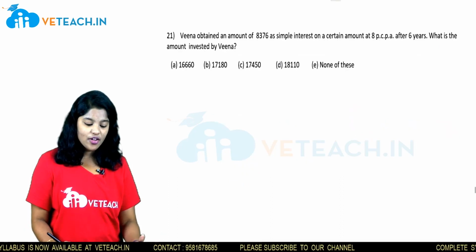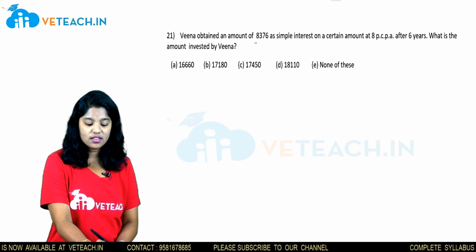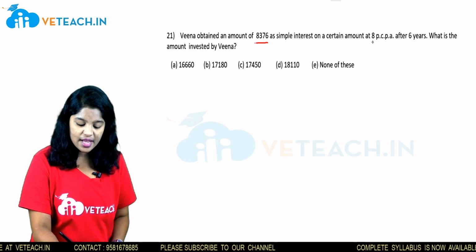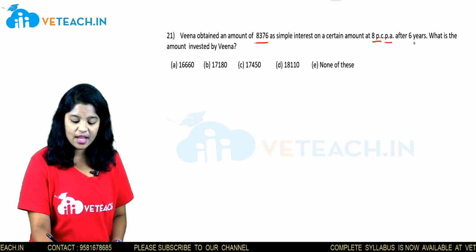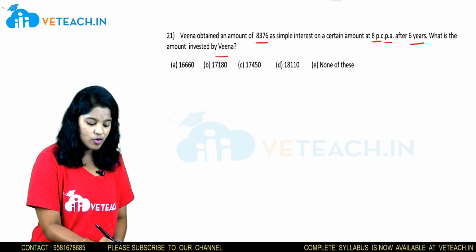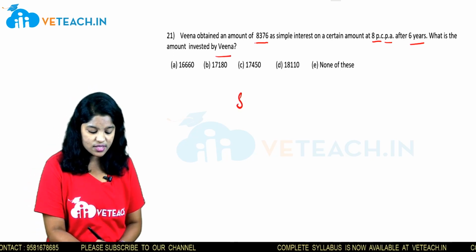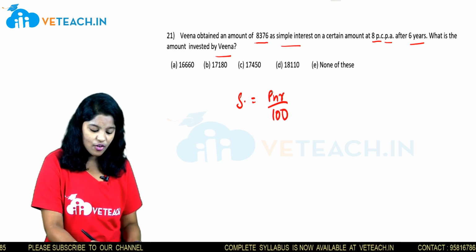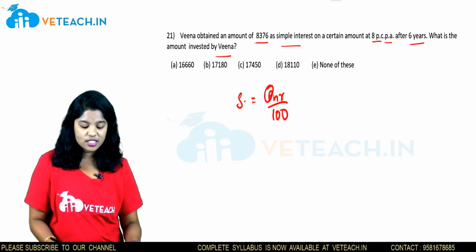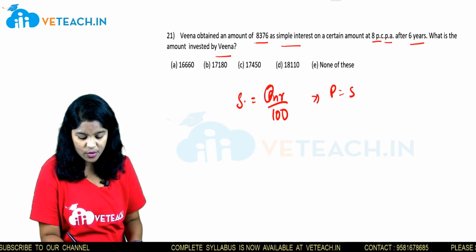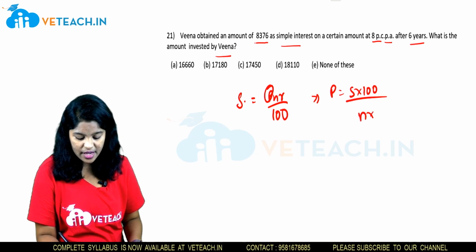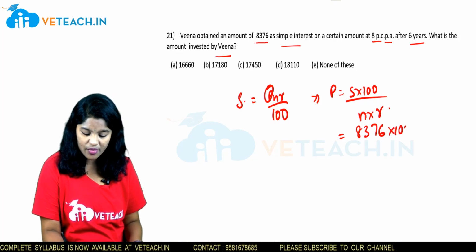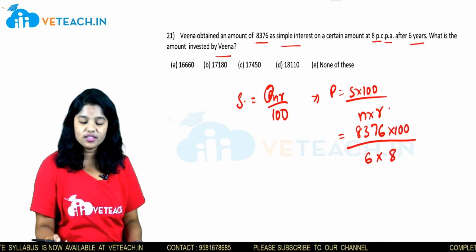See the next problem. Veena obtained an amount of 8,376 as simple interest on a certain amount at 8% per annum after 6 years. What is the amount invested by Veena? It is simple interest, so PNR by 100. We have to find the amount invested, that is the principal amount, so P is equal to S into 100 by N into R.